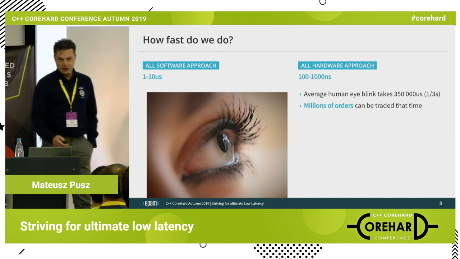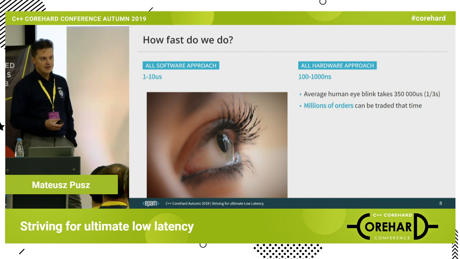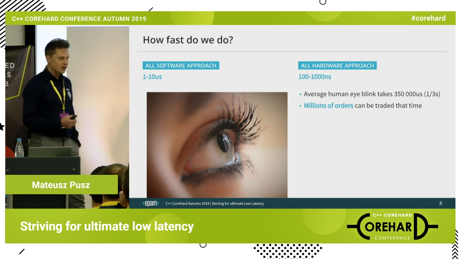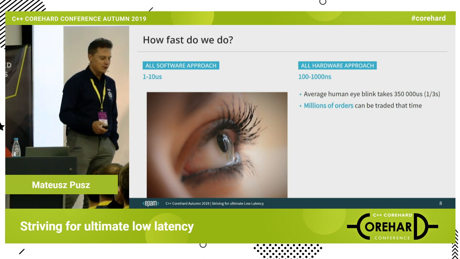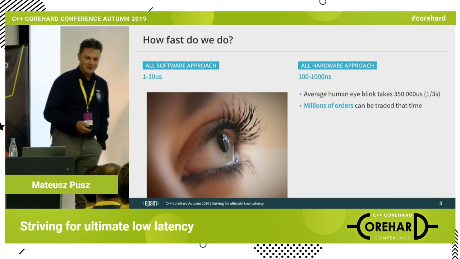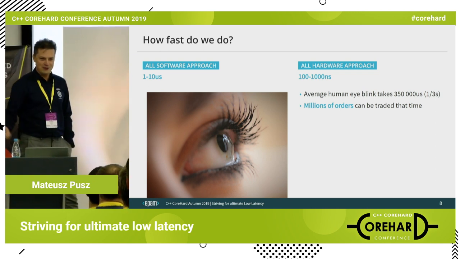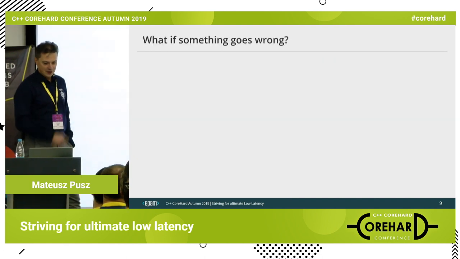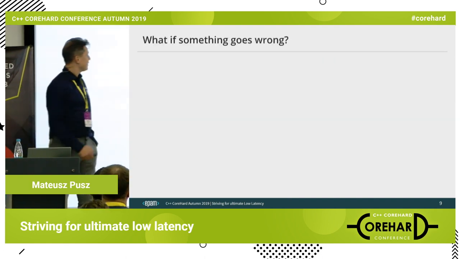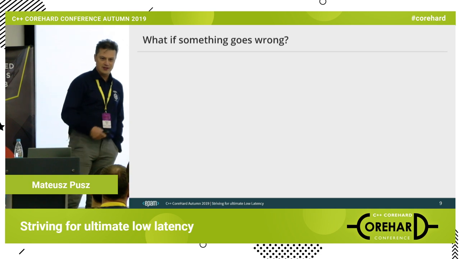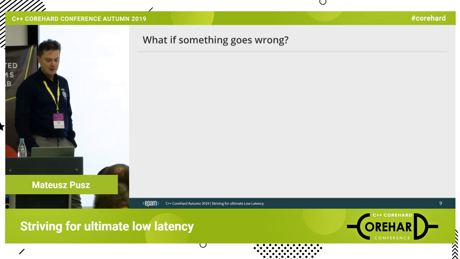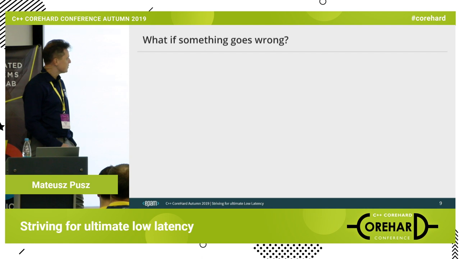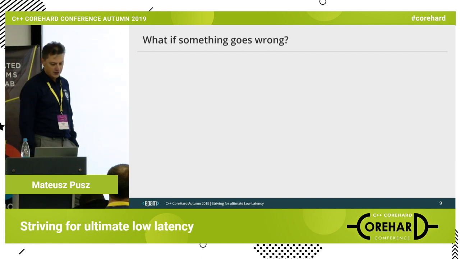And first of all, the most important thing is not to trade as much as we can, but to not lose money on the market, because it's really easy just to lose everything in a few seconds. So you have to make sure that if anything goes wrong, everything is safe. You have to have good tests and good scenarios for handling different situations.